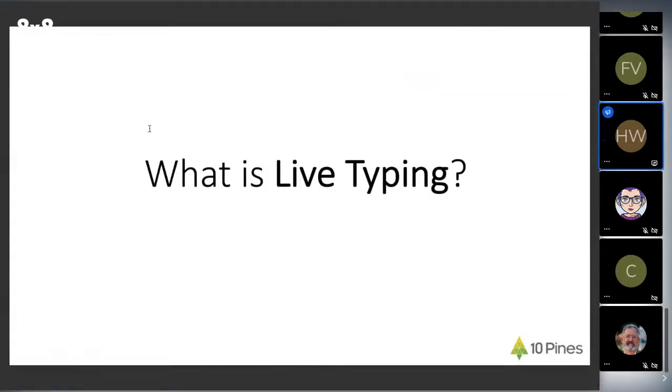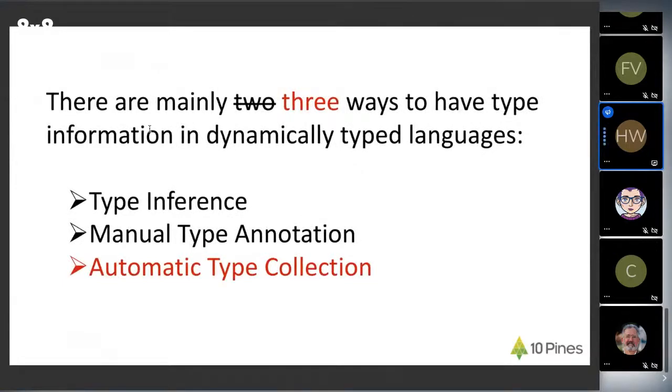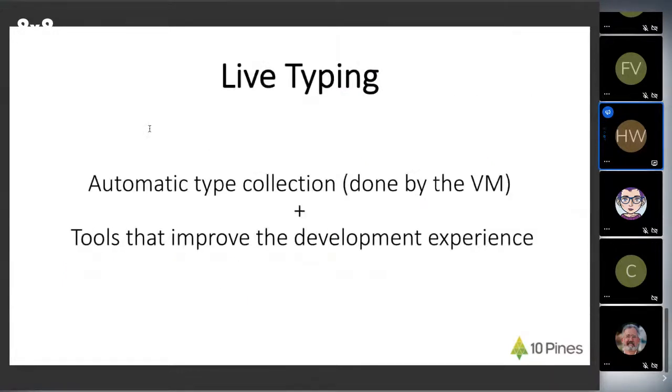What is LiveTyping? Well, it's a new way to have type information. And of course, it's not new. It's as old as we saw at the beginning. But the idea is to automatically collect the types when the system is running. It's not the programmer that has to annotate types. It's not inference. It's automatic collection of types. So the idea is that you have the VM that collects the types every time you assign an object to a variable, you send a message, and so on. And then we take that information and improve the tools using that information.